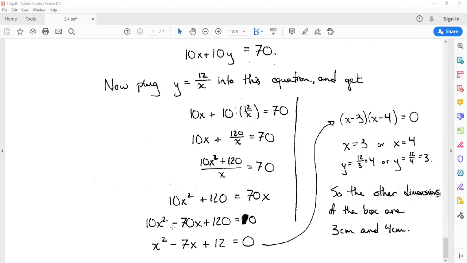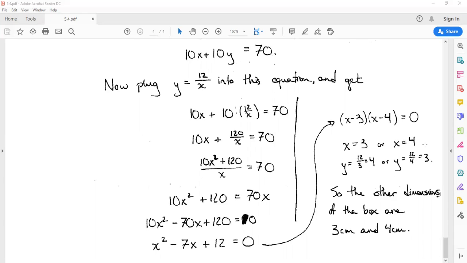And it looks like all the coefficients of that are multiples of 10. So I can divide both sides of this equation by 10 and leave myself with the nice quadratic equation, x squared minus 7x plus 12 equals 0. Okay, so this factors as two numbers whose product is 12 and whose sum is minus 7, which are minus 3 and minus 4. So then x equals 3 or x equals 4.